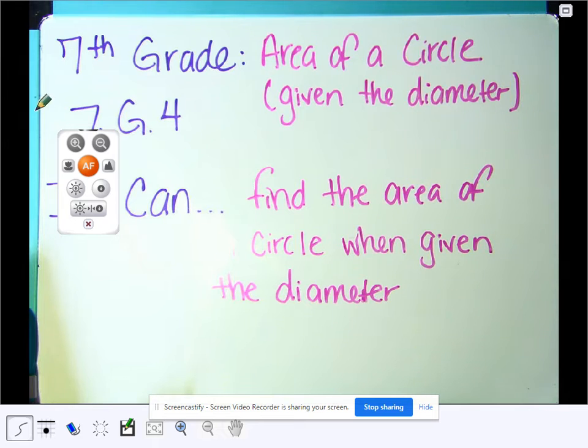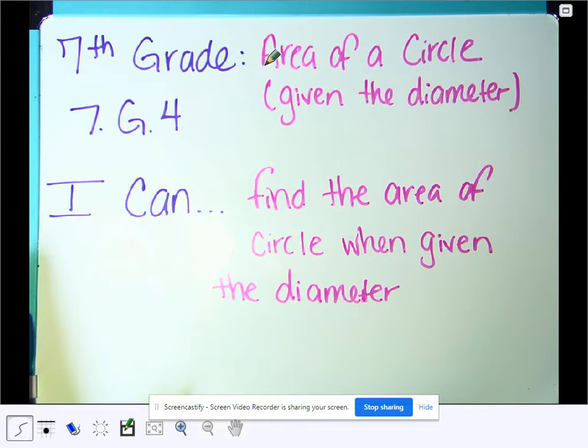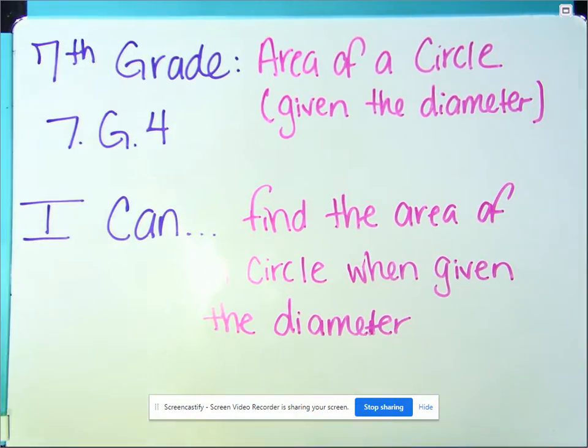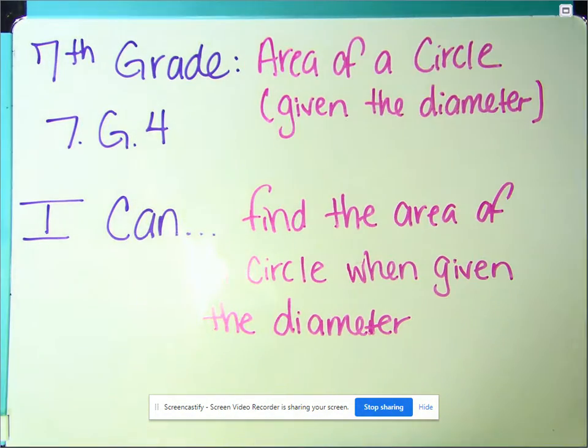Okay, in this particular video, we are going to be going over 7th grade area of a circle when given the diameter. Our standard is 7.G.4. Your I can statement for today is I can find the area of a circle when given the diameter. So same concept as whenever the radius was given. Today we're just taking it a step further.